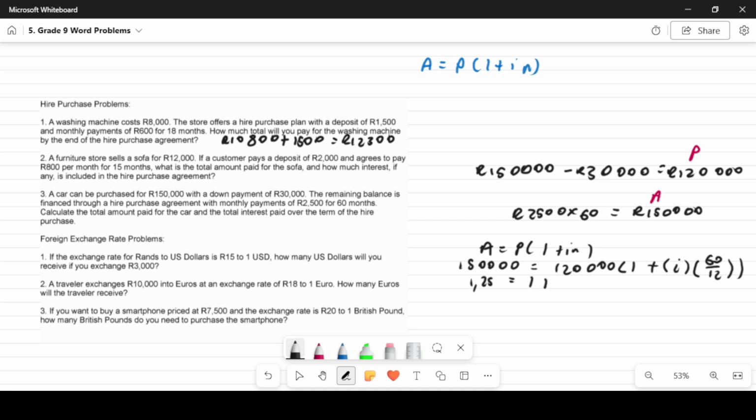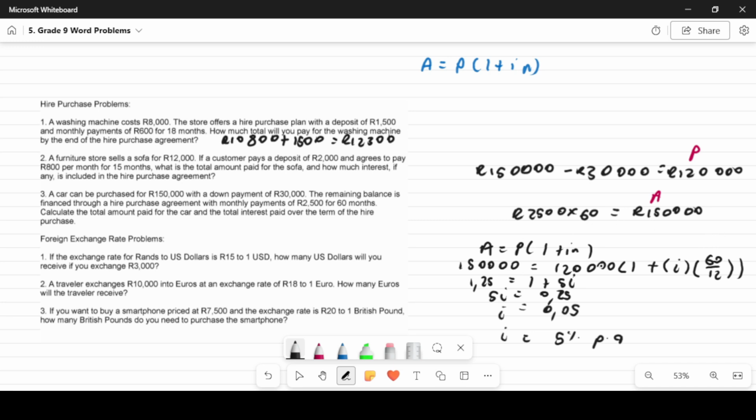1,25 is equal to 1 plus 60 over 12, which is 5i. So 5i is equal to 0,25. And therefore, i is equal to 0,25 divided by 5, which is 0,05. But this is in decimal form, so we have to convert it to percentage form. We have to multiply by 100. So therefore, i is equal to 5% what? Per annum.